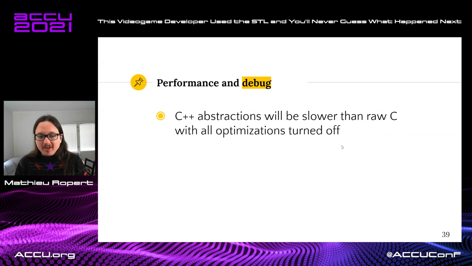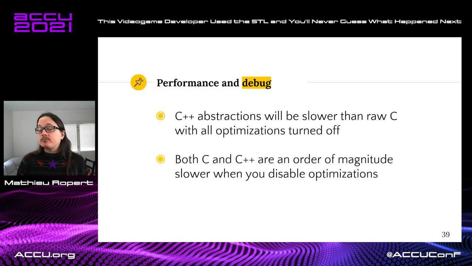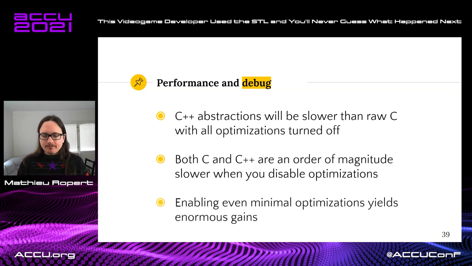So basically, what I wanted to take away from that part is that, yes, C++ abstractions are slower than raw C if you do not enable any optimization whatsoever. But it doesn't matter, or it doesn't matter as much as you think, because in actuality, both your C style and your C++ style code are extremely slow compared to what they could be if you just enabled any optimization whatsoever.